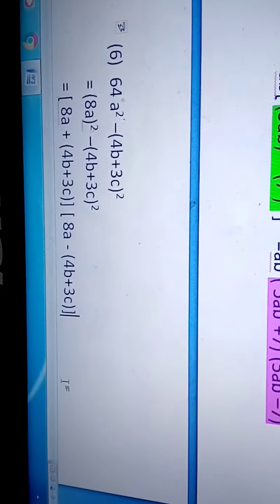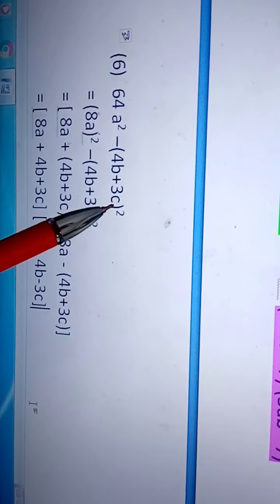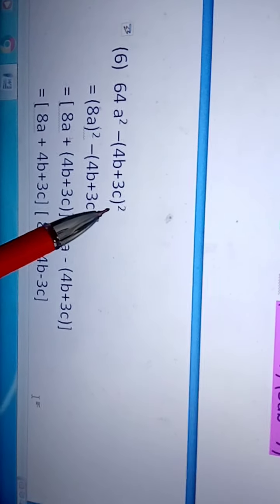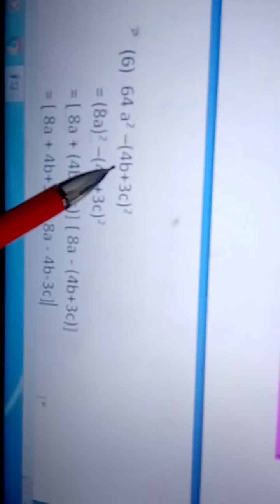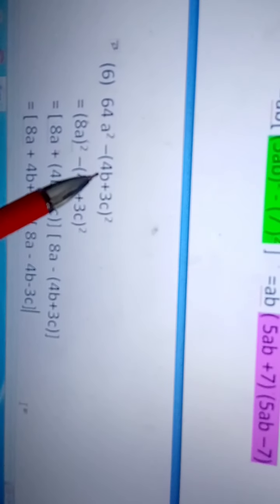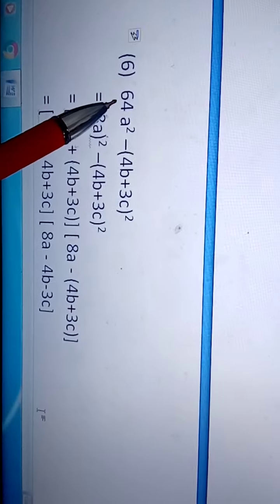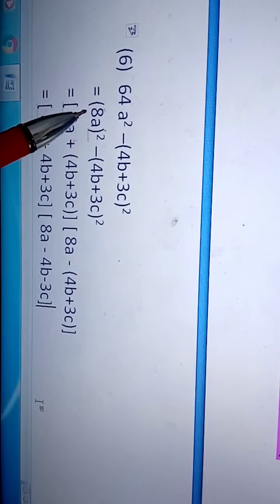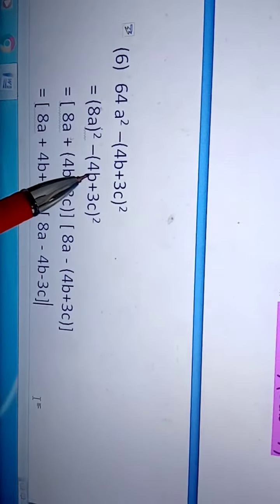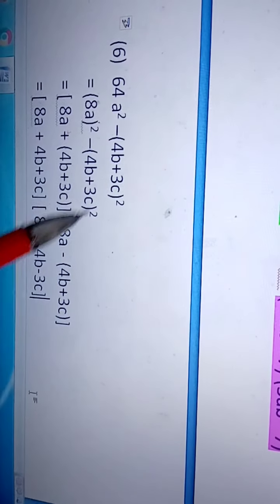See one more question, one more problem. Here the second part has two terms, and both the terms are already in whole square form. So no problem with the second part. It is very good that they are written in whole square form. Only the first part is not written in whole square form. So you have to write it as (8a) whole square, and this part is already in whole square form. So you have to write it as (a plus b) and (a minus b).